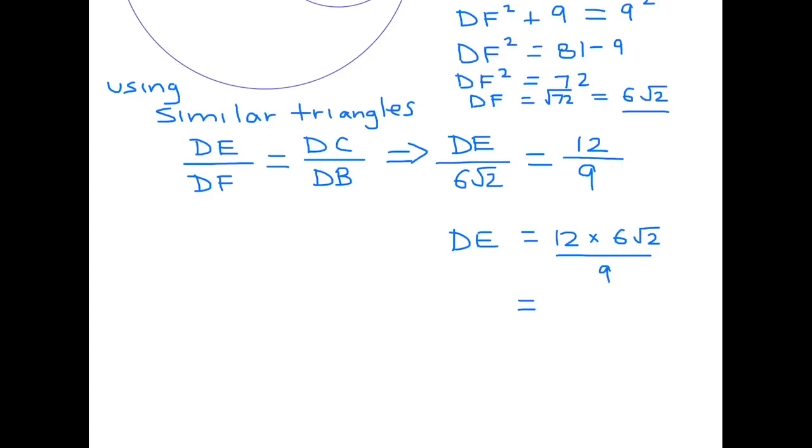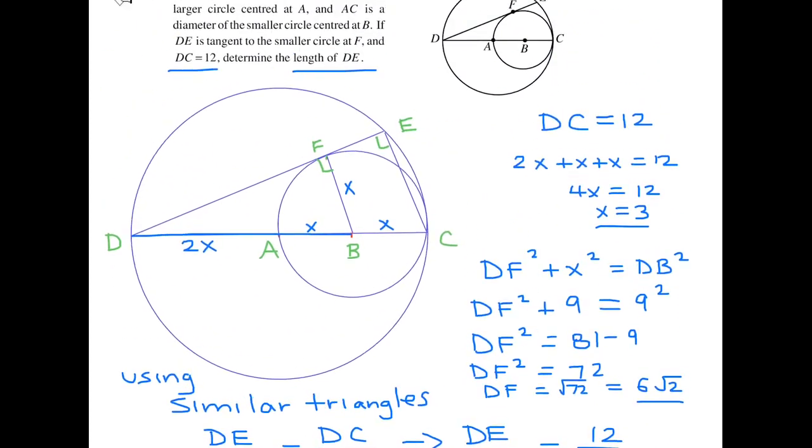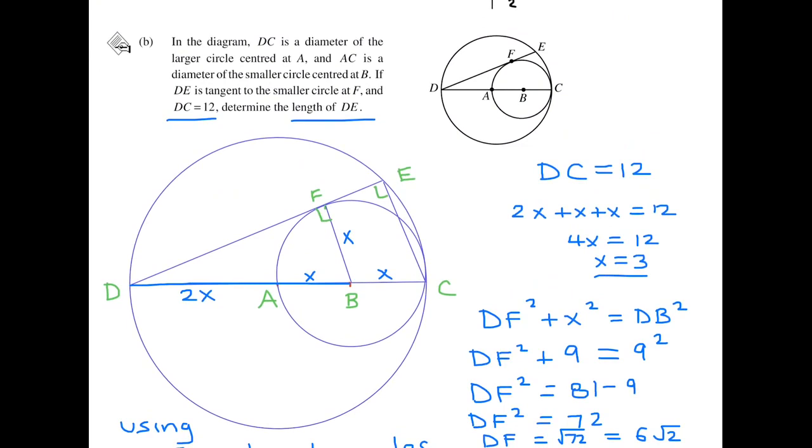And that looks like 8. 12 times 6 divided by 9 times root 2. And that's it. So DE is 8 root 2. So that is what they're asking for in this question. Calculate the length of DE, which is right here. All right.